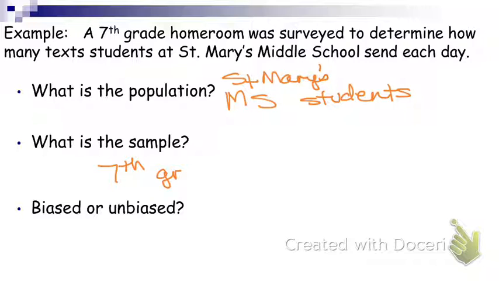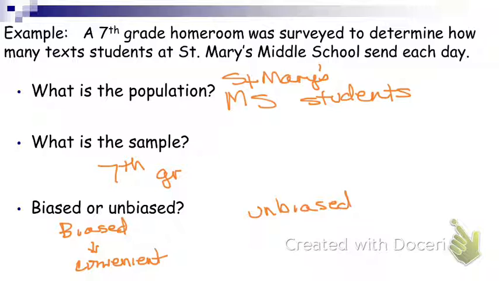And maybe the person who's asking is a 7th grade homeroom teacher. So it might be biased because of convenience, because maybe it's convenient for that teacher to ask the 7th grade homeroom. So you have to be careful, but if it's just, say, Mr. Cubic coming in and he wants a representative, then it could be unbiased. So you have to look at all factors.